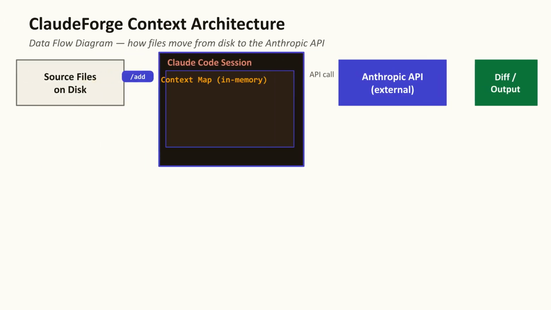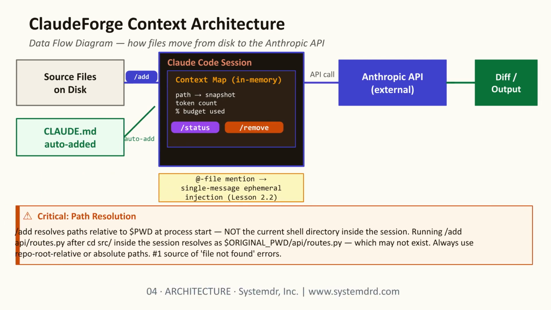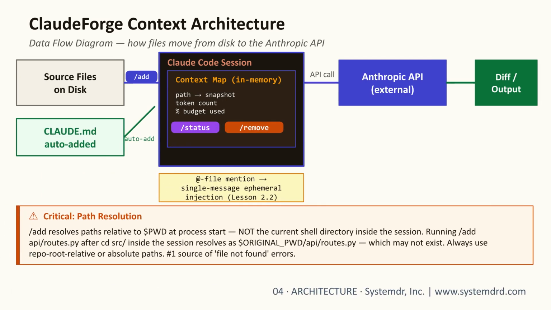The context architecture shows that /add files flow from disk into an in-memory context map. This map, along with your conversation history, is sent with every API call. Remember, /add resolves paths relative to the process start location, not the current shell directory inside the session. Use repo root relative paths to avoid errors.